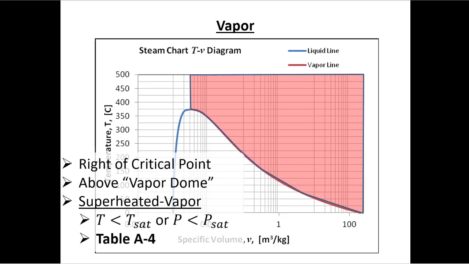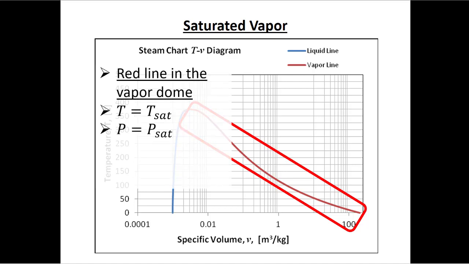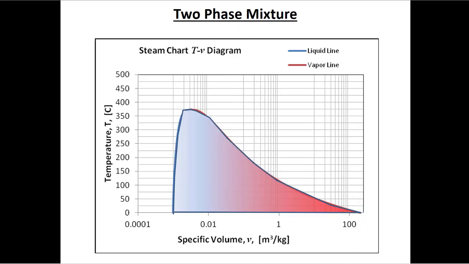If we're above the vapor dome and to the right of the critical point, we have superheated vapor. So this is vapor that's above the temperature that it needs to boil for the given pressure. If we're trying to find these superheated vapor data, then we look at table A4 in our textbook. The red line is the line for saturated vapor. So this is when we're right on the cusp of the vapor dome. Here we could look in the superheated vapor data, but we can also look at the two-phase data that we'll talk about next.